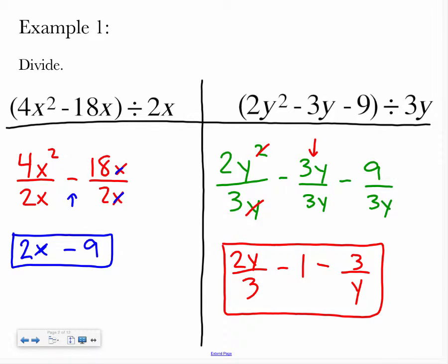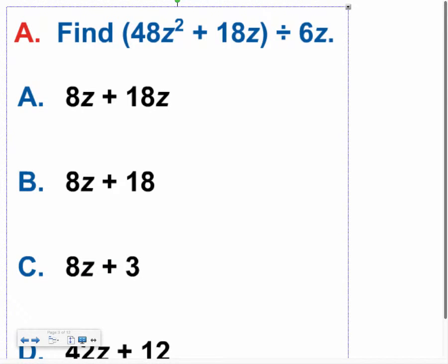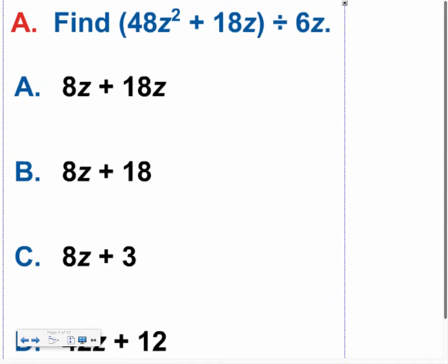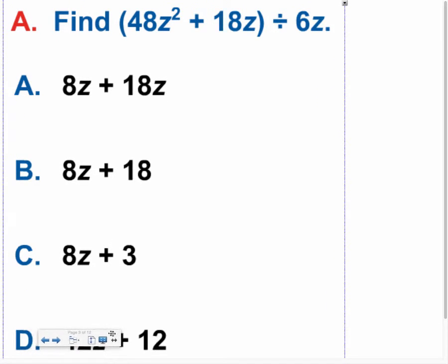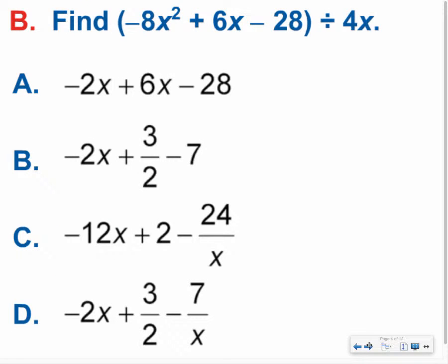Okay, so hopefully doing those aren't too bad for you. Why don't you go ahead and try this one on your own. Here we go. Try this one on your own. Hopefully you ended up with getting 8z plus 3. If not, why don't you try this one, and even if you got it correct the first time, try this one anyways. Hopefully with this one you got negative 2x plus 3 halves minus 7x.